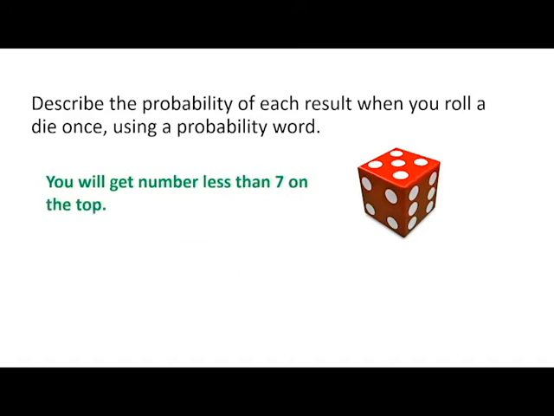Next, what is the probability you will get a number less than 7 on the top? Which are the numbers that are less than 7 on the dice? Yes, all the numbers on the dice are less than 7. Therefore, the probability word that you can use is certain. If you have thought of certain, good.